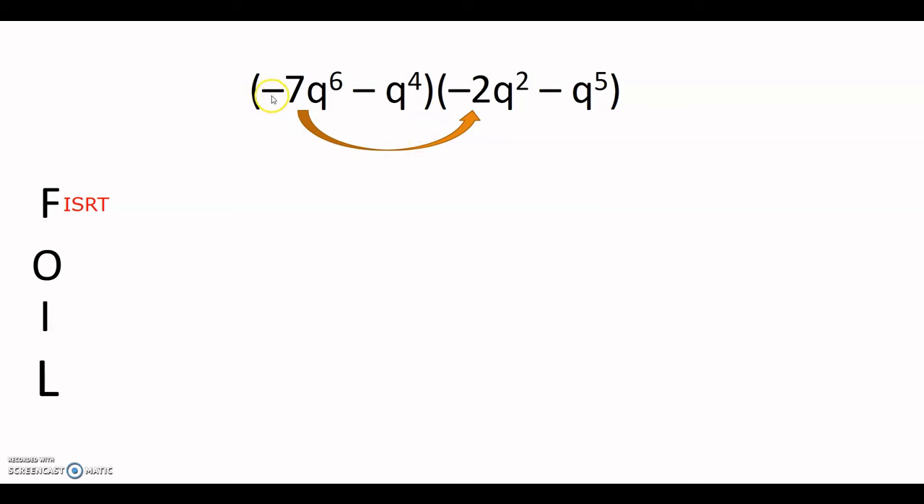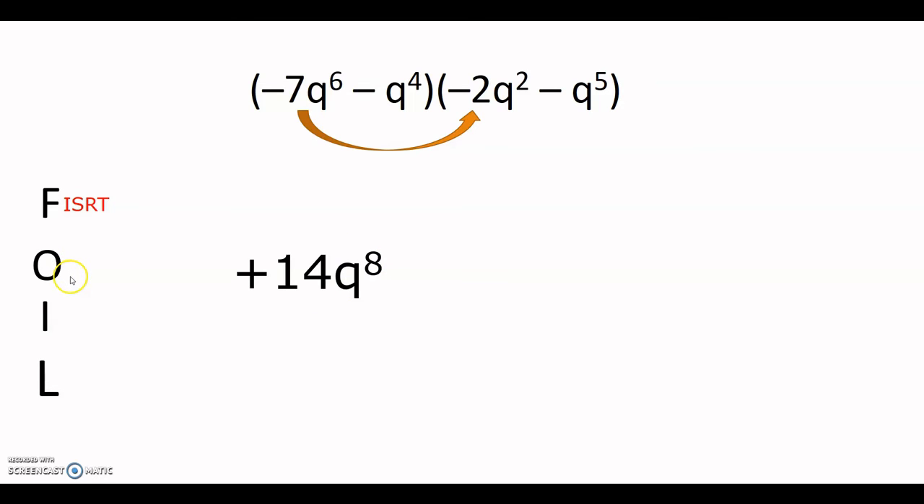So we have negative 7q raised to the power of 6 multiplied by negative 2q squared. So remember, negative and negative, the answer is positive. And our exponents, we will add. So 6 plus 2. And 7 times 2 is positive 14. So q raised to the power of 8, because here we have exponent 6 and the other one is 2. So add the exponents. So we have 14q raised to the power of 8.